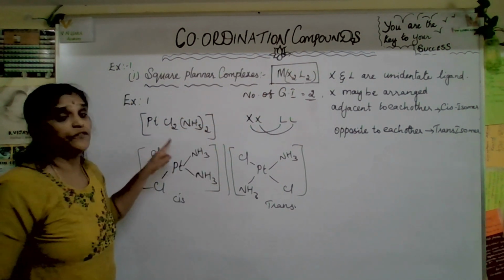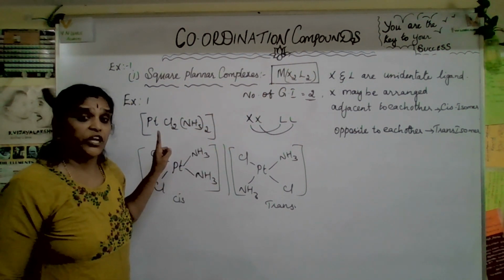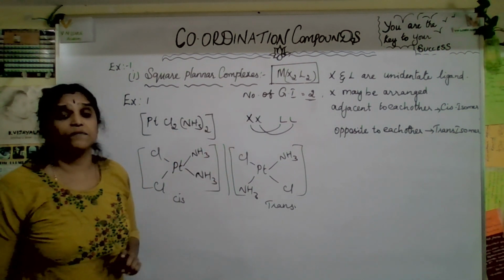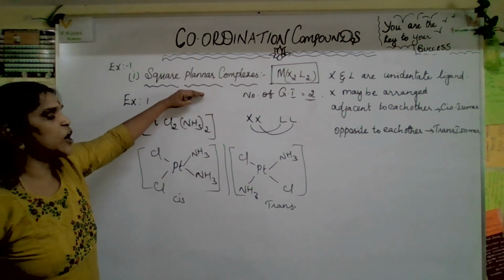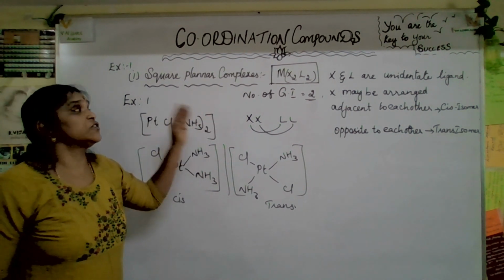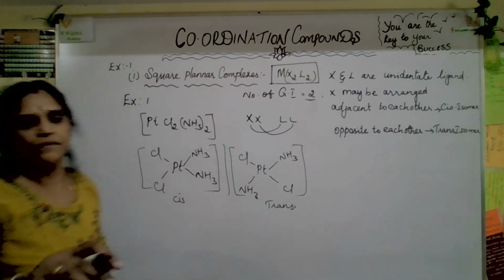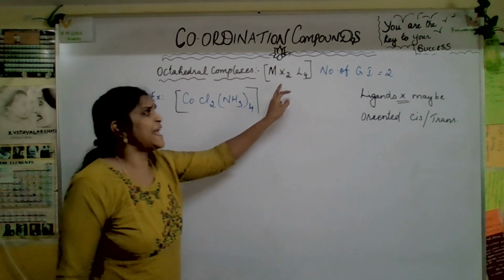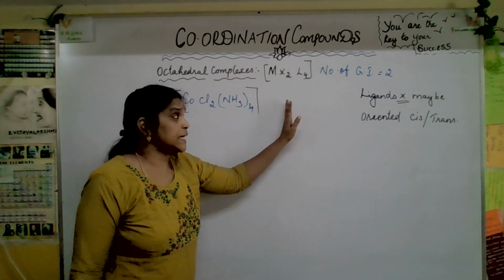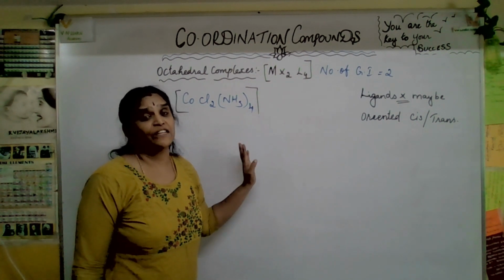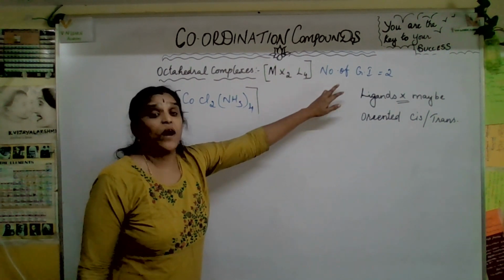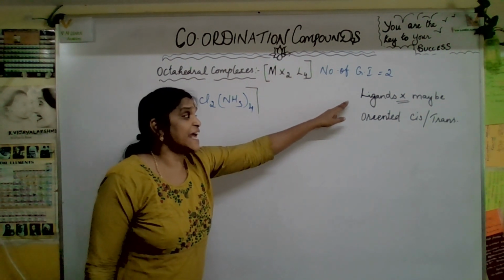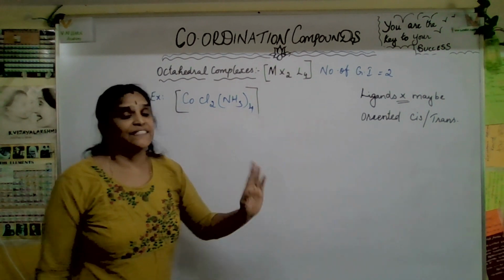X2L2, such kind of example comes, you should be able to identify how many geometrical isomers are possible. Yes, I hope you got an idea. Okay, now let us go to the octahedral complexes. The next one, octahedral complexes Mx2L4. In this, how many geometrical isomers are possible? Only two. How? Because X is 2. So in this, X may be oriented cis and trans.